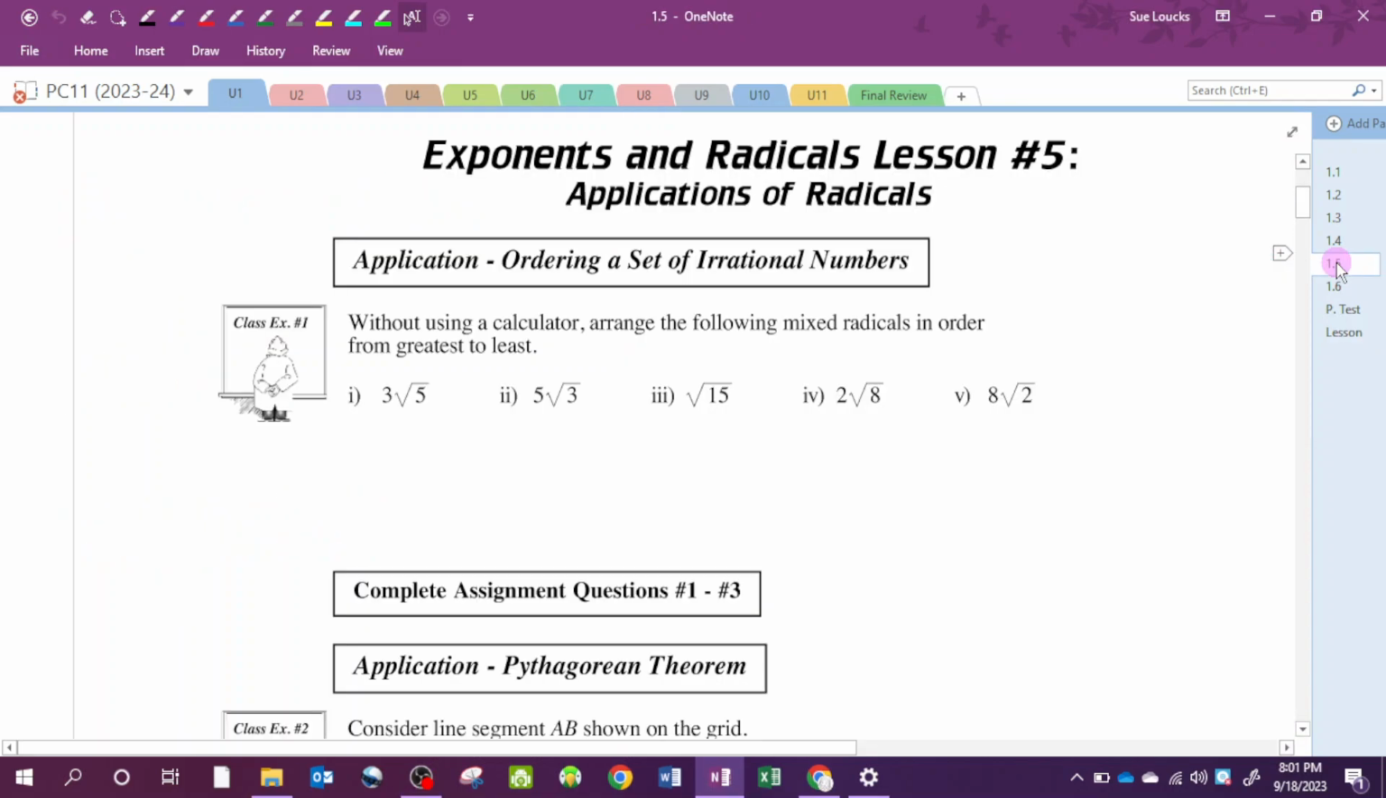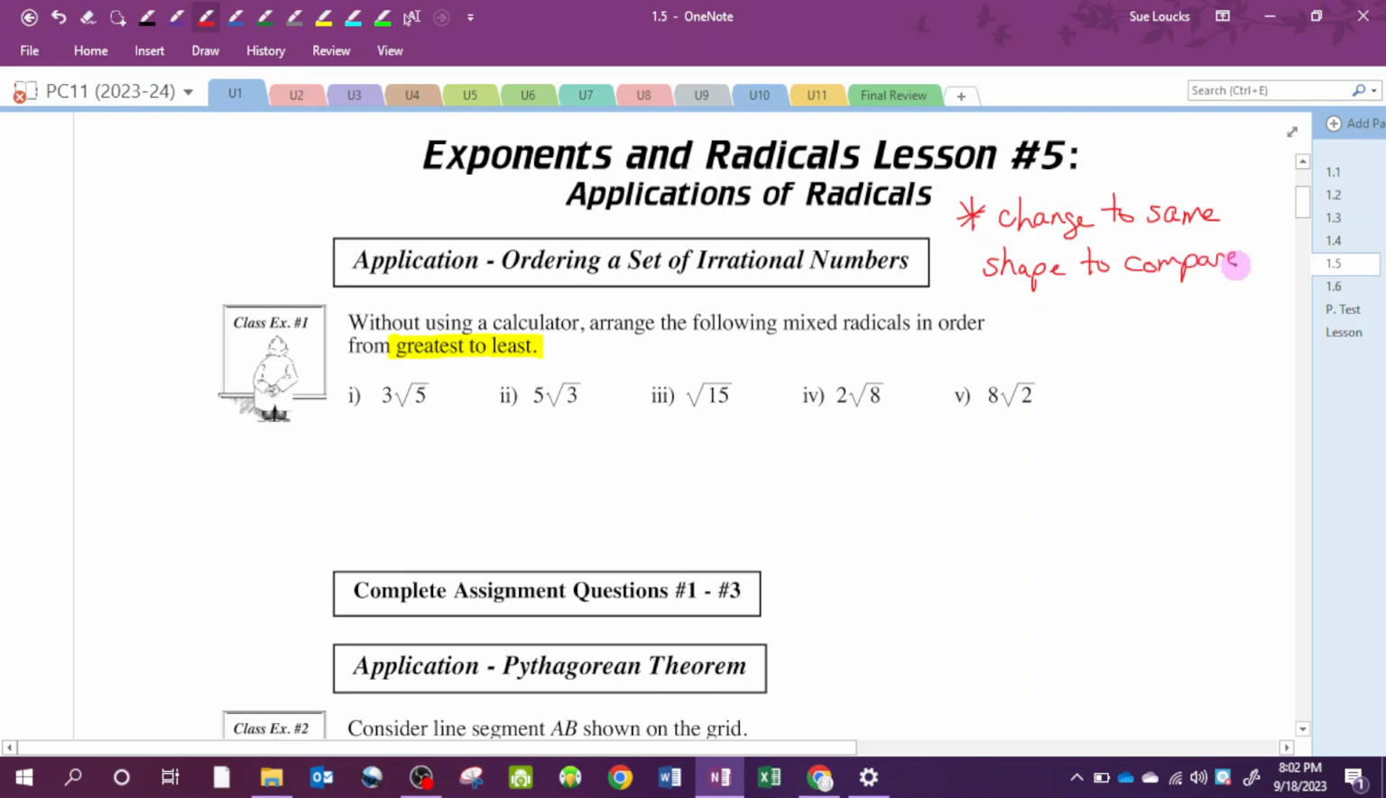This first thing is applications of radicals. So we're going to talk about ordering a set of irrational numbers without using a calculator. Arrange these in order from greatest to least. So when I get a question like this, I always highlight this so that I make sure I put it in the right order because that matters. The other thing is you have to change them to the same shape in order to compare.